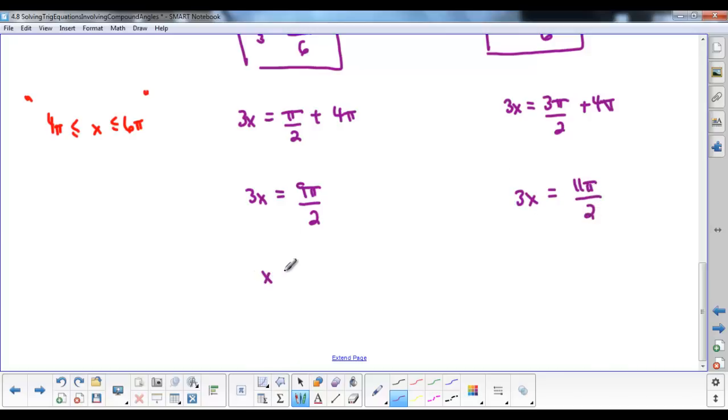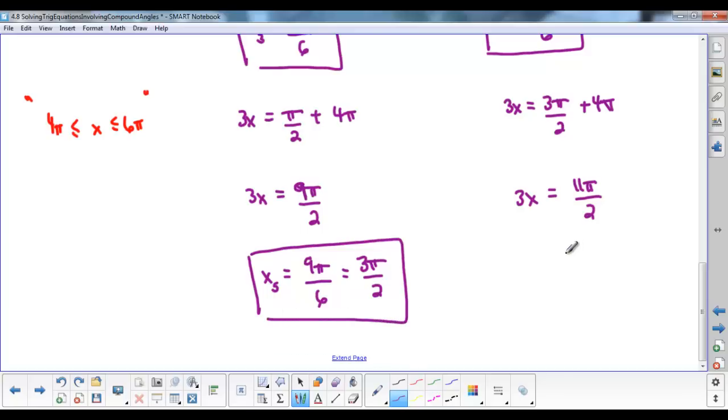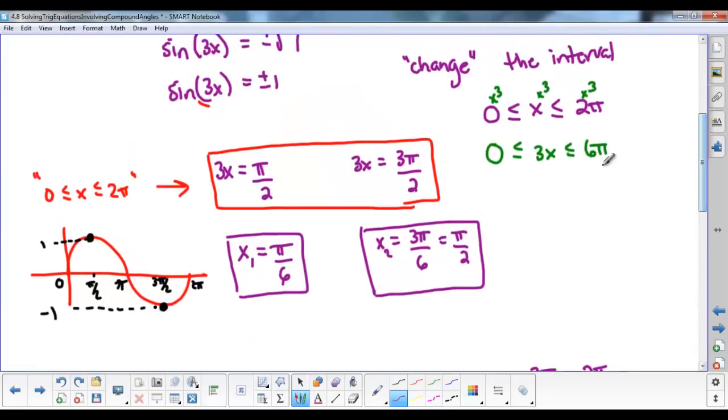And again, we divide both sides by 3. So 9 pi by 2 divided by 3 is 9 pi by 6, which can be reduced to 3 pi by 2. So this is our fifth possible answer. And then finally, our sixth possible answer, take the 11 pi by 2 and divide by 3, and we end up with 11 pi by 6. Okay, and we know we don't have to add any more rotations or any more 2 pi's because we've hit the maximum. We're already at 6 pi, which is where we want to stop.